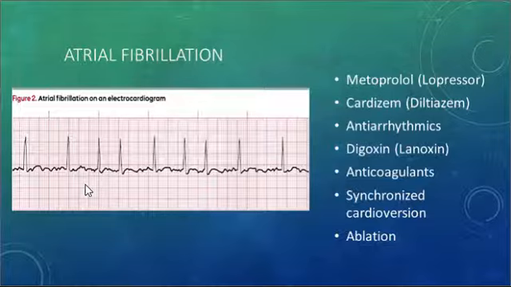Synchronized cardioversion, we will talk about that. In ablation, we will talk about where they burn those places to stop the crazy impulses from going through.